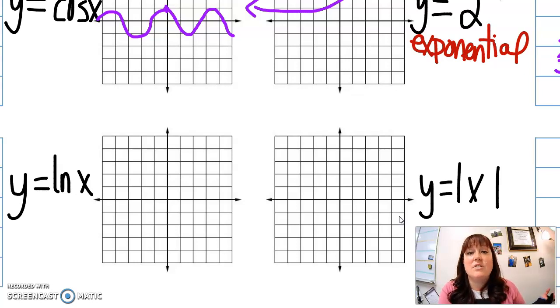The ln of x is another one you're like, what are you doing? This is crazy. It's called the natural log. Again, you don't need to know what it's for, but it looks like this. It looks like the opposite or the inverse of the exponential function. There's a reason for that. So this one is called the natural log.